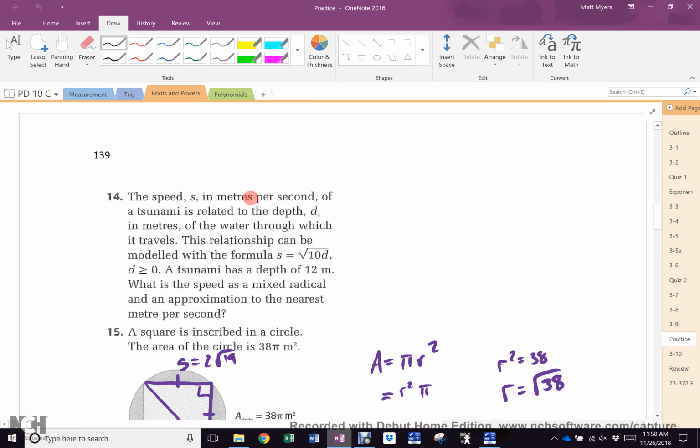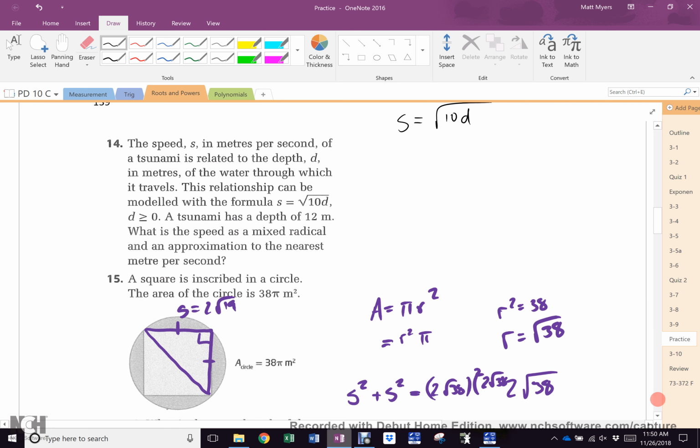So, speed, blah, blah, blah. The relationship, blah, blah, blah. Tsunami has a depth of 12 meters. So, S equals root 10D. A tsunami has a depth of 12 meters. So, what does that mean D equals? 12. So the speed is the square root of 10 times 12, yes?